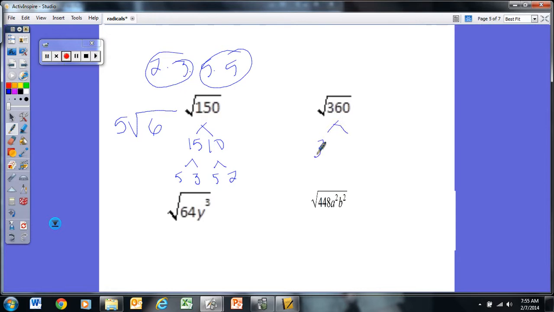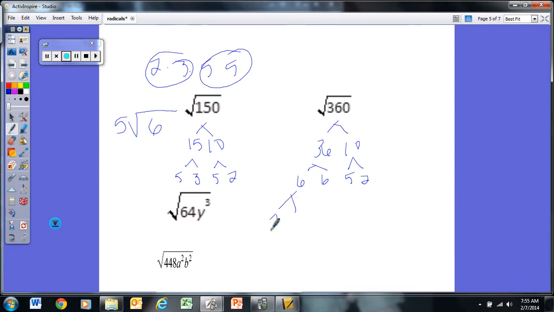Let's try this one. 36 and 10, 5 and 2, 6 and 6. Now, you could stop here and say, I know I have 2 6's, so I'm going to put a 6 on the outside. But if that doesn't make sense to you, then let's keep going, and you can do it the way we've been doing.